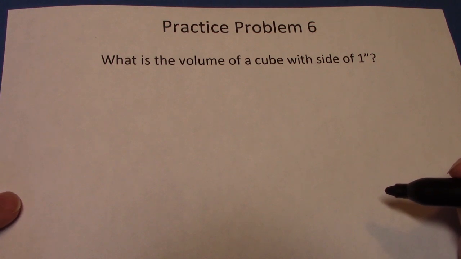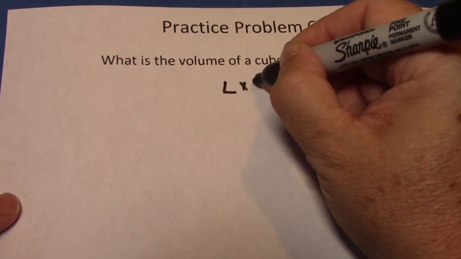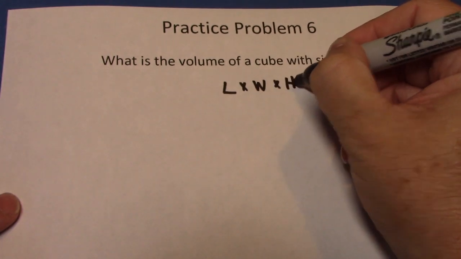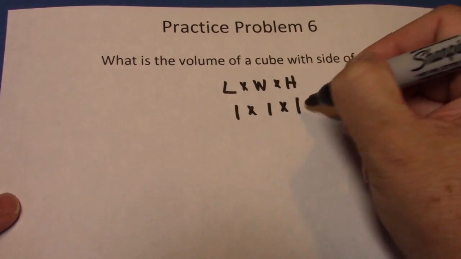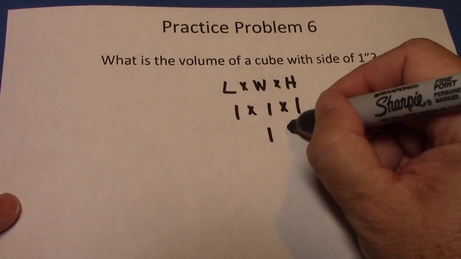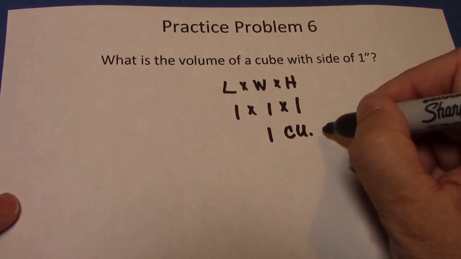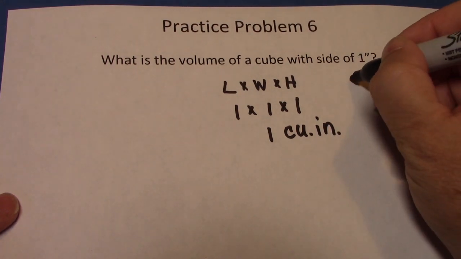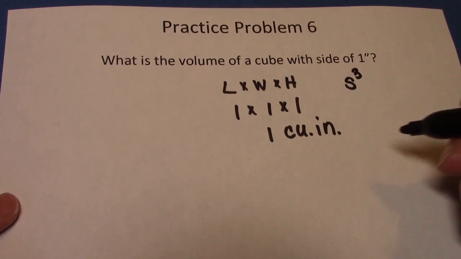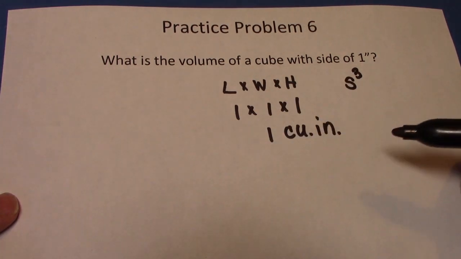Problem 6. What is the volume of a cube with a side of 1 inch? Well, the volume of any kind of rectangular box is the length times the width times the height. In a cube, those are all the same, and in this case it's 1 times 1 times 1, which is of course 1, and we say that that's 1 cubic inch because we're talking about three-dimensional objects, and we're using inches as our unit of measurement. Sometimes with a cube, you'll see the formula written as side cubed, so the side of the square times itself, 1 times 1 times 1.